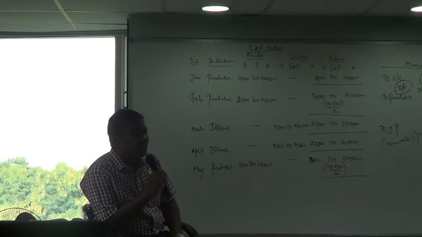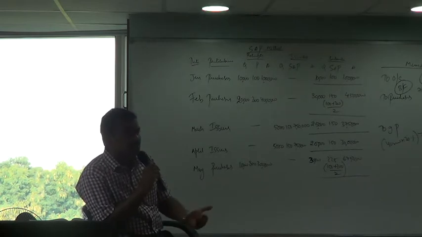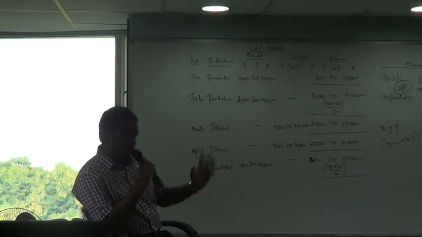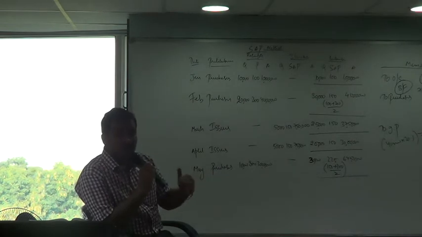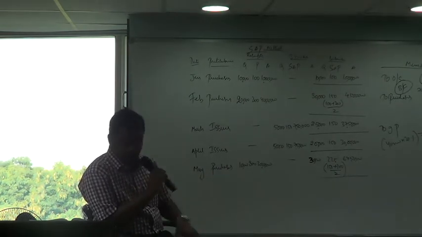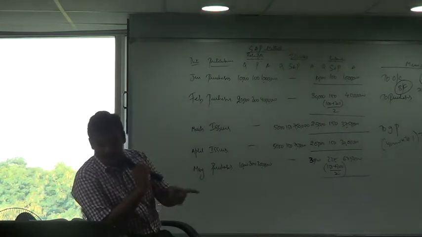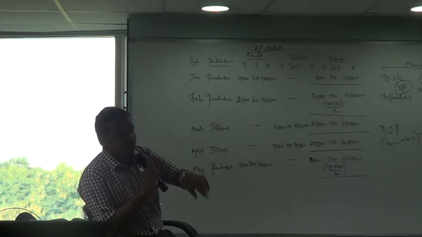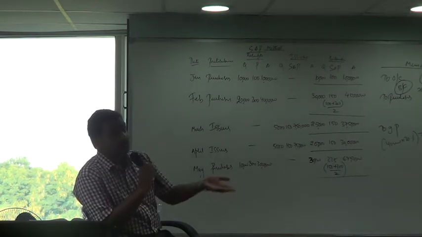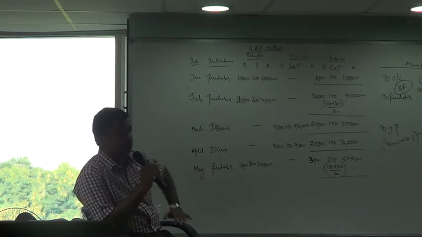What is average inventory first of all? Opening stock plus closing stock by 2 is called average stock. Average stock you know. Closing stock is 3,000 more than opening stock, and I want to find out closing stock.